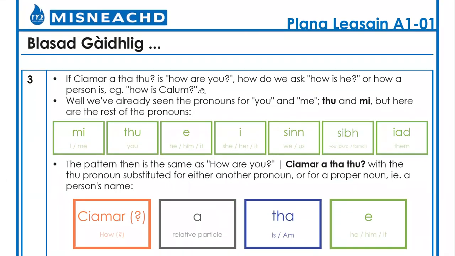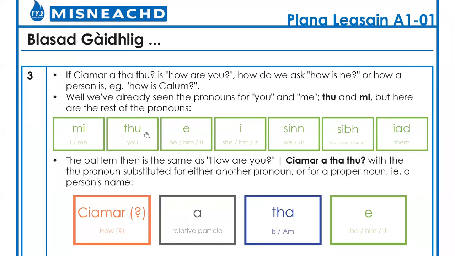So Ciamar a tha thu? is how are you? We can also ask how is he, or how a person is, like how is Callum? We've already seen the pronouns for you and me, which are thu for you and mi for me. But here are the rest of the pronouns.